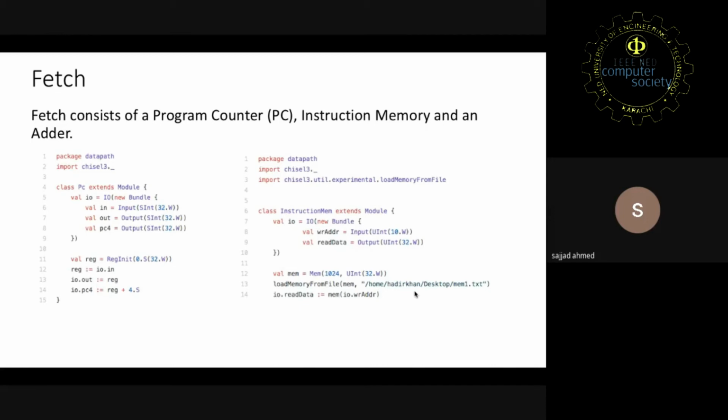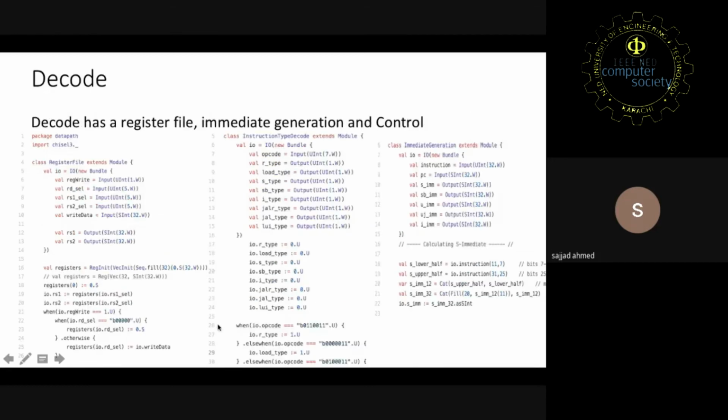Then at last line, as you see, memory gets address through IO dot write address, which is WR address, and wired to the output. It gets address and output data in the same cycle as it is asynchronous read memory. Then move forward to the next stage. Here we have decode stage.